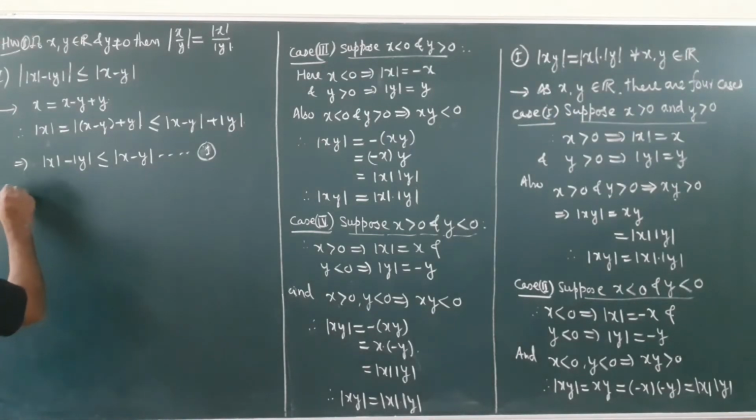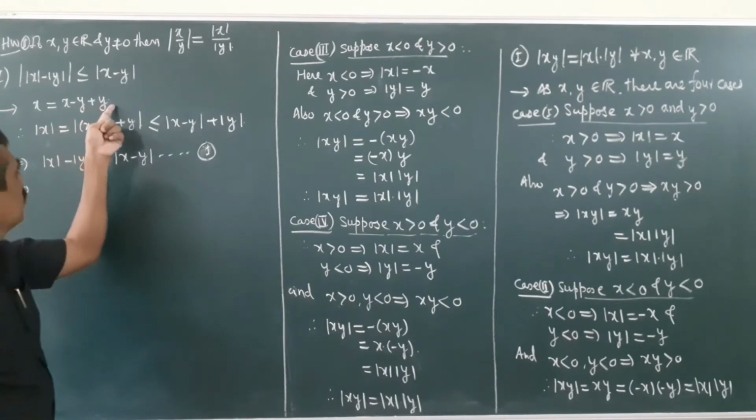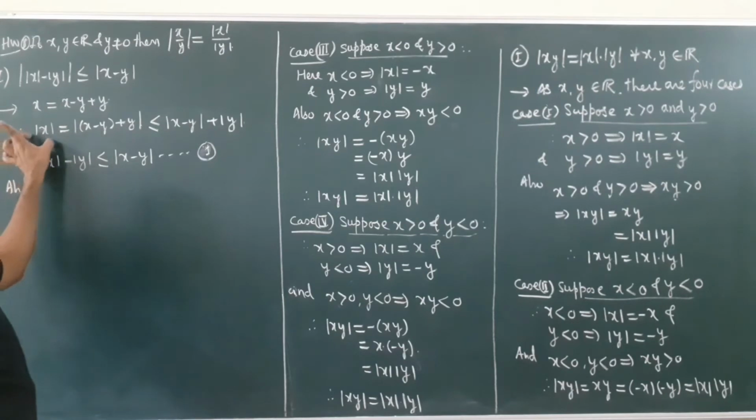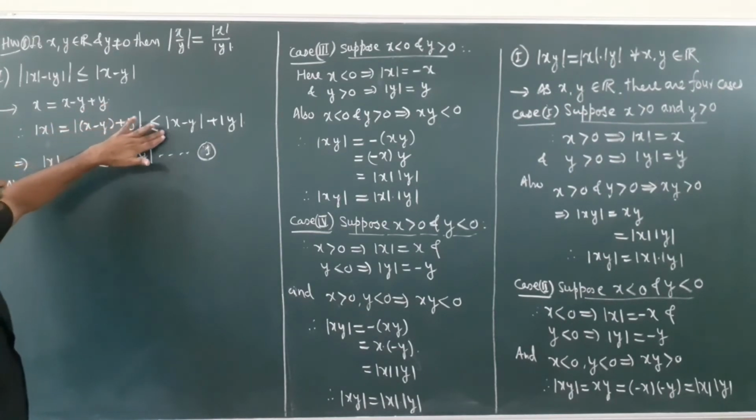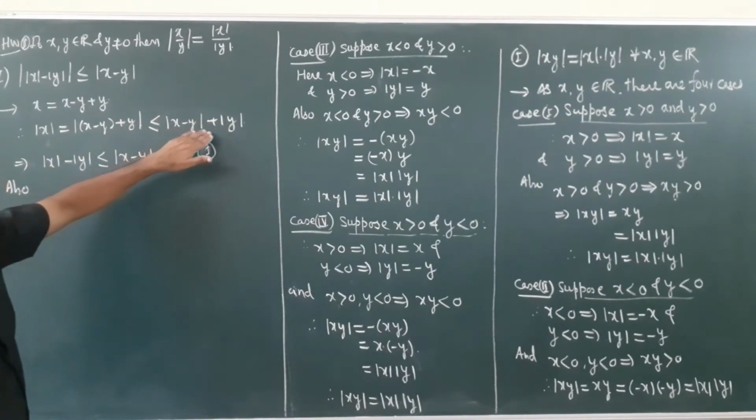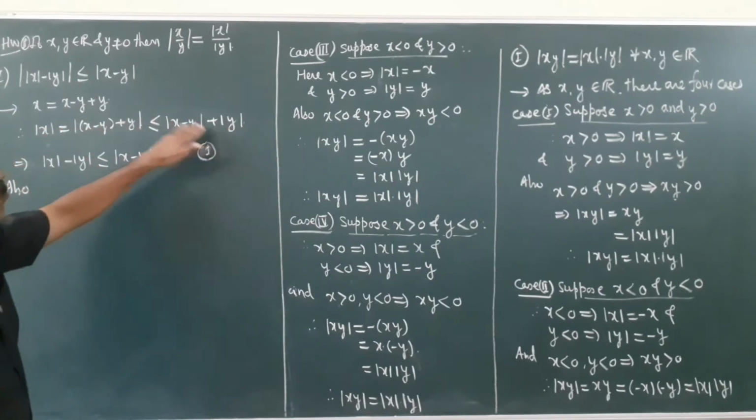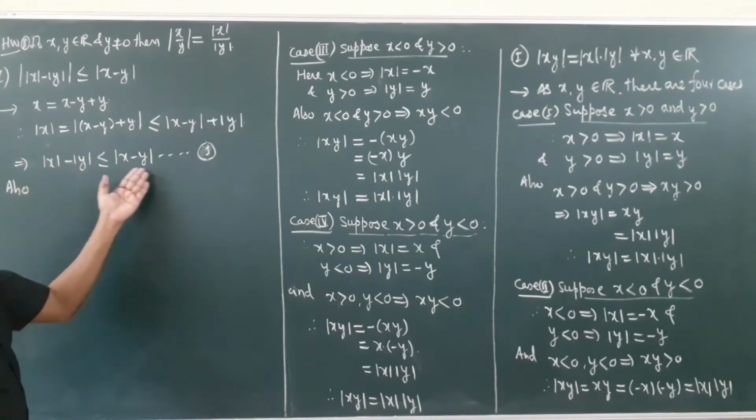Also, I have considered x is equal to x minus y plus y; minus y plus y will get cancelled and your x is here. So take mod of both sides. Again, mod of a plus b is less than or equal to mod a plus mod b, triangle inequality. Now I will add minus mod y to both sides. So this will go out and what you will have is mod x minus mod y.